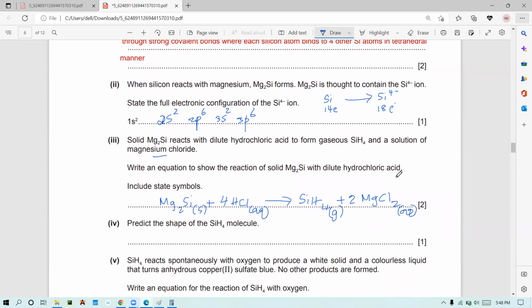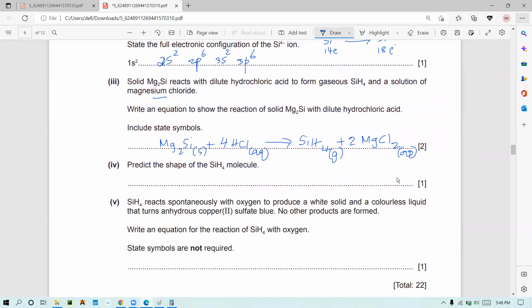Next one, predict the shape of the SiH4 silicon hydride molecule. Silicon has 4 outer electrons. When silicon makes 4 bonds with 4 hydrogen, 1 electron goes to each bond. So the 4 outer electrons will be used up to make 4 bonds. There are no lone pairs of electrons. There are 4 bonds, so the shape is tetrahedral.